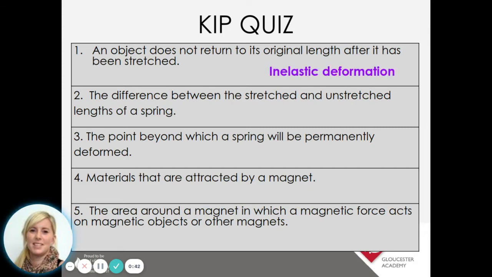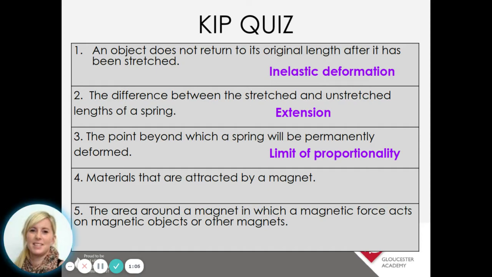So number 1, an object does not return to its original length after it has been stretched. That's referred to as inelastic deformation. Number 2, the difference between the stretched and unstretched lengths of a spring. That's called the extension. Number 3, the point beyond which a spring will be permanently deformed. That's the limit of proportionality.